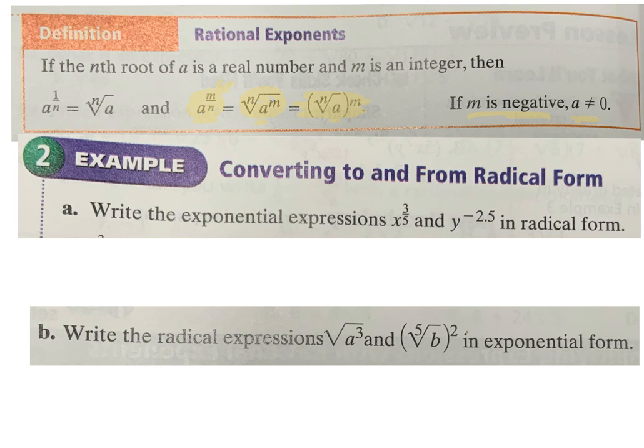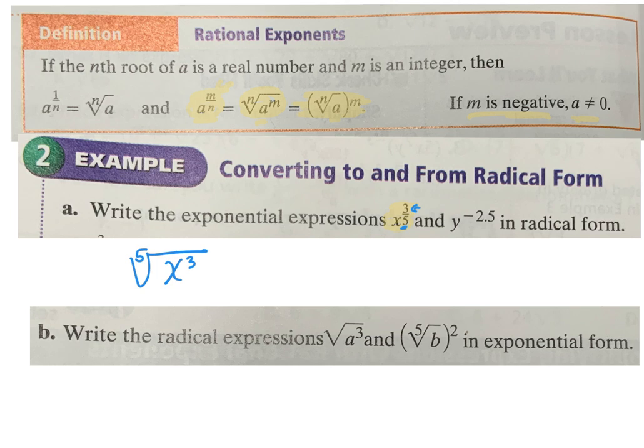So let's look at converting to and from radical form. They're going to give us some decimals, and so we're going to convert those a little bit as well. Write the exponential expressions. The first one they give us is x to the 3/5. So again, my index is what's here. That's my denominator. Then x to the numerator is my exponent, 3rd power. Easy enough.